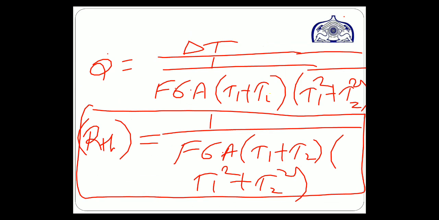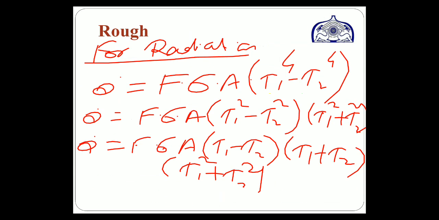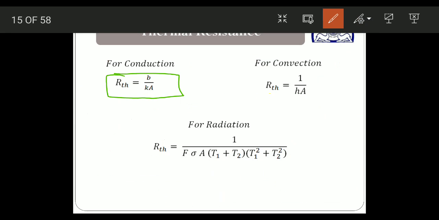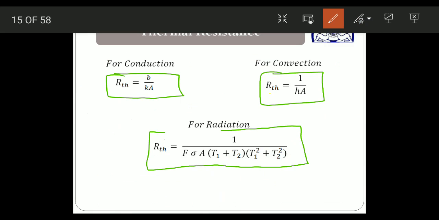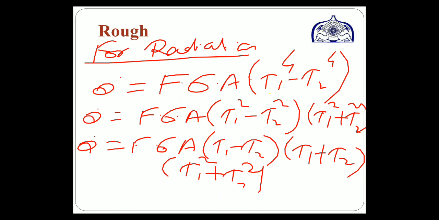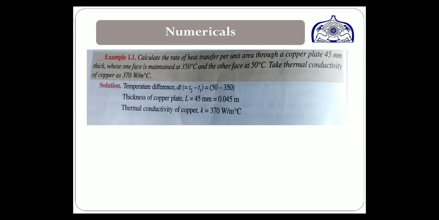Now I hope you have understood up to this point. Let us write the same thing here. This is the thermal resistance for conduction, that is B upon KA. We have to remember these equations: thermal resistance for convection, and this is thermal resistance for radiation. Now we have got the basics. We have completed the introduction portion, and now let us try to solve some numericals depending on these concepts. So let us solve the first example.